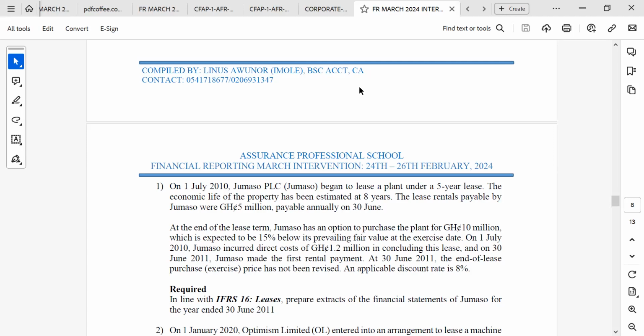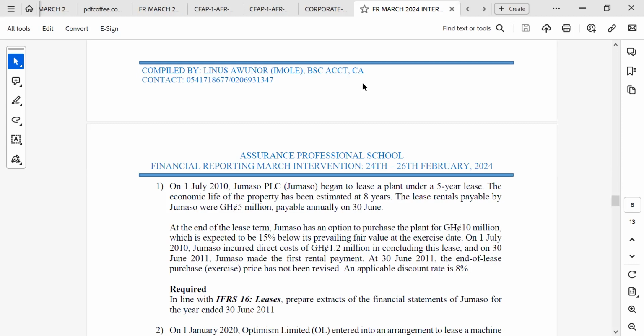Did you see something like that? No, sir. Okay. But you can see that the 15% is below. You can see that they are saying that it is 15% below its fair value at the exercise date. Although that will trigger, like, the company is likely, but no. The question has to tell you that the company is sure, or that at the date of the lease, the company is sure that they are going to be exercising the option.